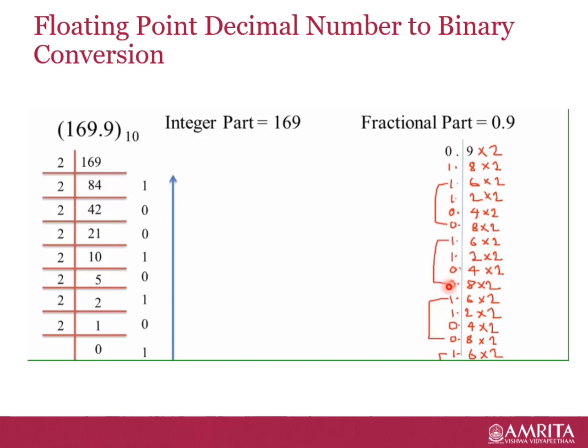So this pattern, if it is repeating, then we can stop the multiplication there itself, and this is the binary equivalent of the fractional part 0.9, that is 1 1 1 0 0.